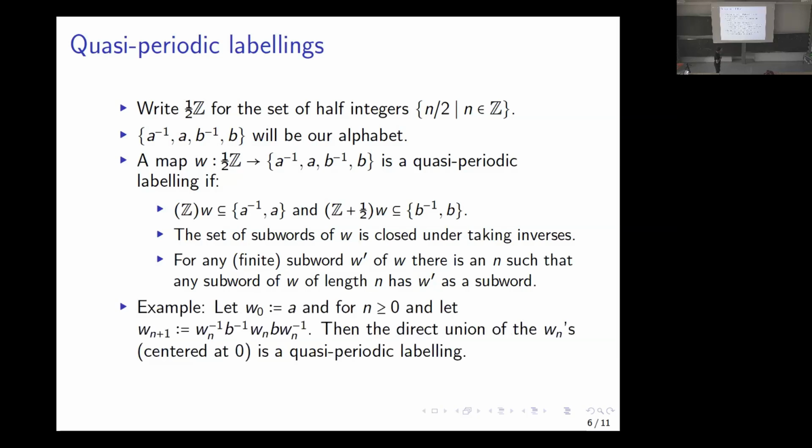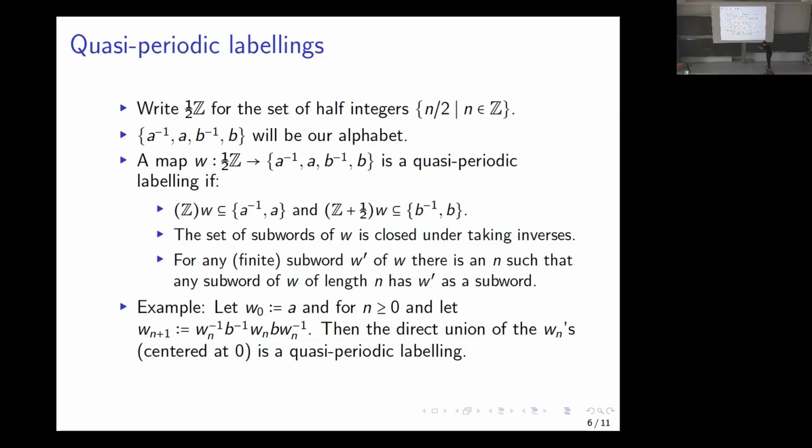Okay. I should also give an example. I'm going to build an example with just an A, and then W1 is supposed to be W0 with an A, with B inverse in front of it, B after it, and the inverse of the thing there, and the inverse also here.